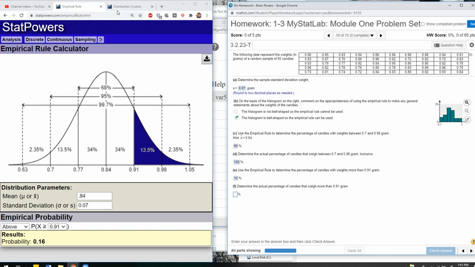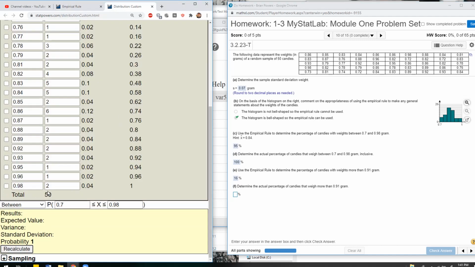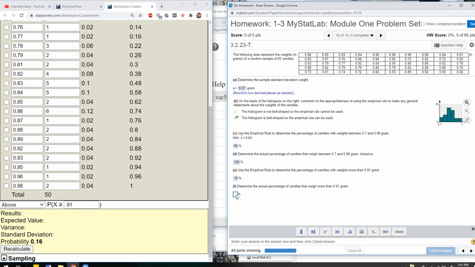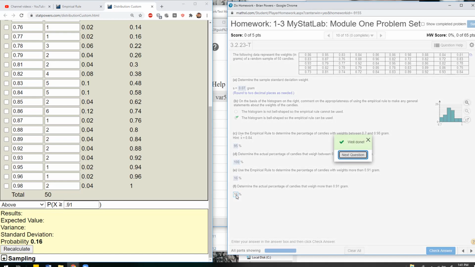And then we can go back to this other page to find the actual percentage. Remember, we're doing above 0.91. We're getting 0.16, which is, again, 16%. Okay. So anyway, I find this makes a problem like this a lot easier. It just helps you visualize the empirical rule and hopefully understand a little bit more about this normal distribution, which you'll be looking at in later problems. All right. Bye.